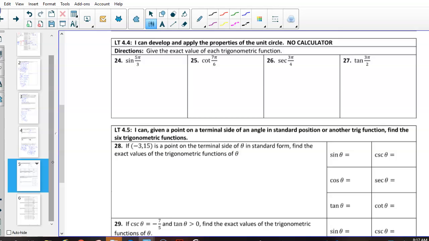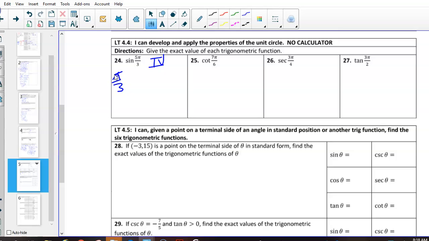Just to refresh your memories as to what that would have been, your reference angles are in the first quadrant: 0, pi over 6, pi over 4, pi over 3, pi over 2. Those are your 5 reference angles. So your reference angle would have been pi over 3. You need to know that 5 pi over 3 is in the fourth quadrant, which would make sine negative.